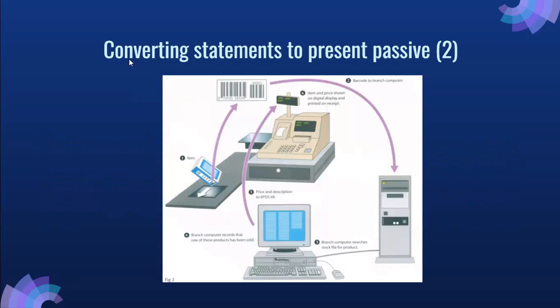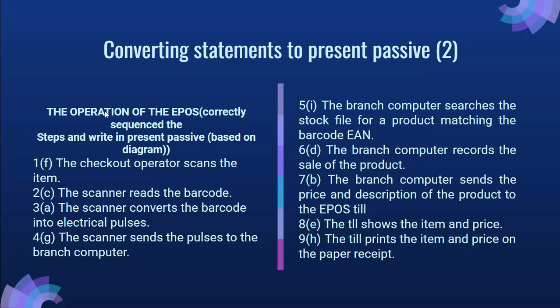Okay. The next one is number 2. This is a diagram of the EPOS system, and then the operation of the EPOS. Correctly sequence the steps and write in present passive based on the diagram. The first, F: the checkout operator scans the item. 2C: the scanner reads the barcode. 3A: the scanner converts the barcode into electrical pulse. 4G: the scanner sends the pulse to the branch computer.